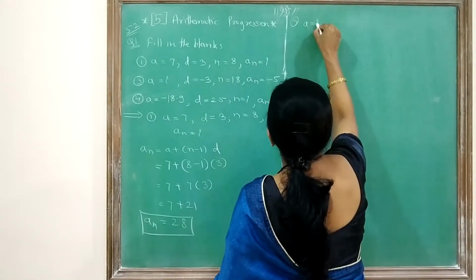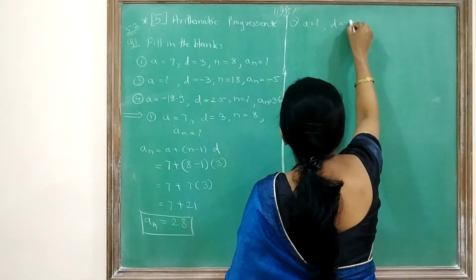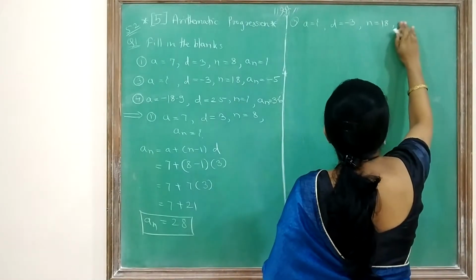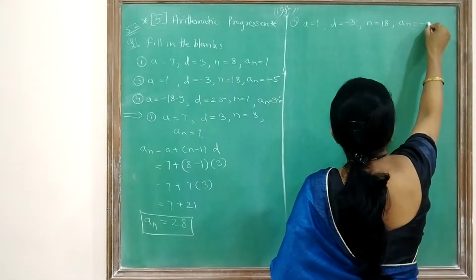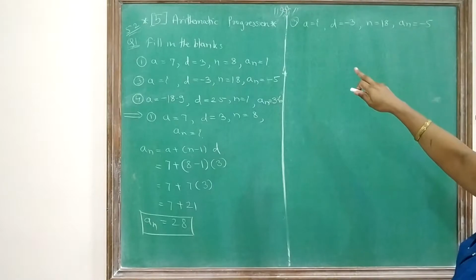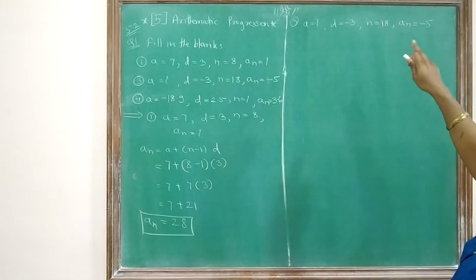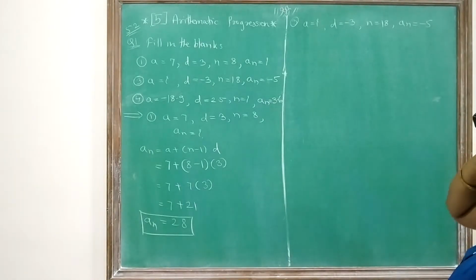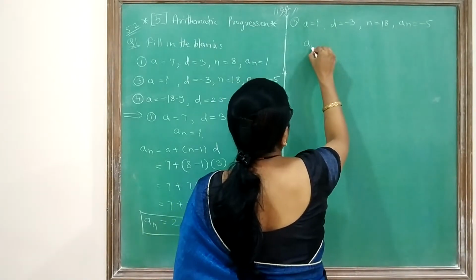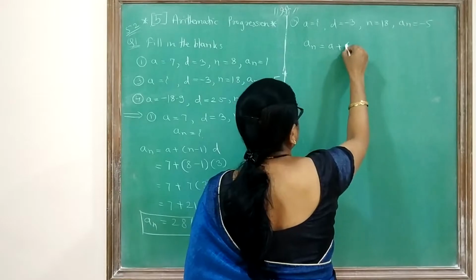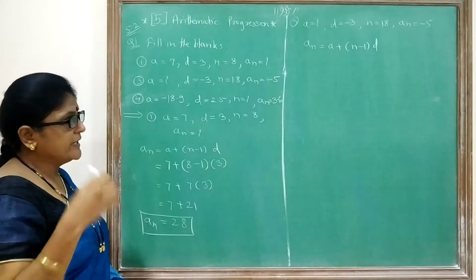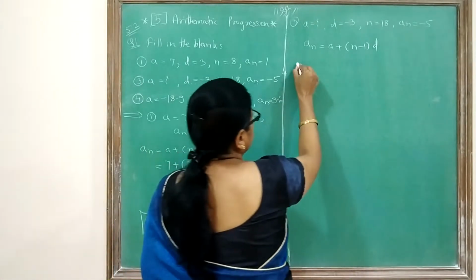a equal to question mark, d equal to minus 3, n equal to 18, and an equal to minus 5. Again you will check your example. Then first you will write your formula, that is an equal to a plus n minus 1 into d. Then what is your an value? An value is minus 5.